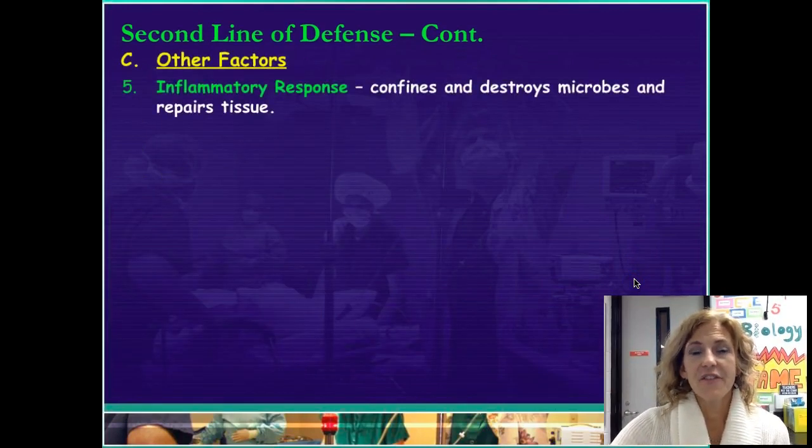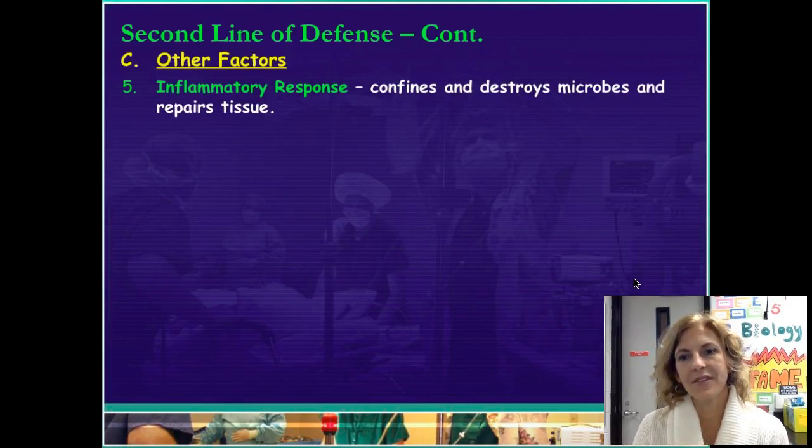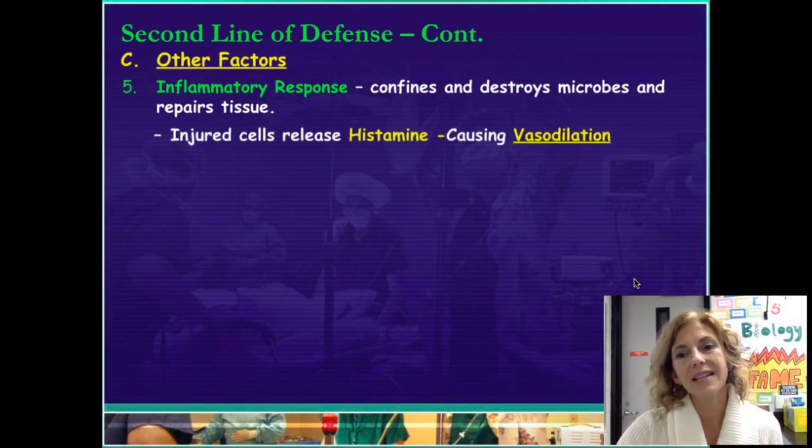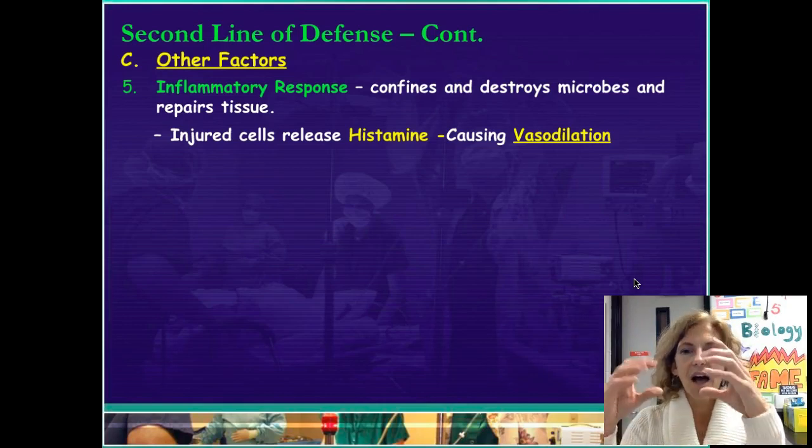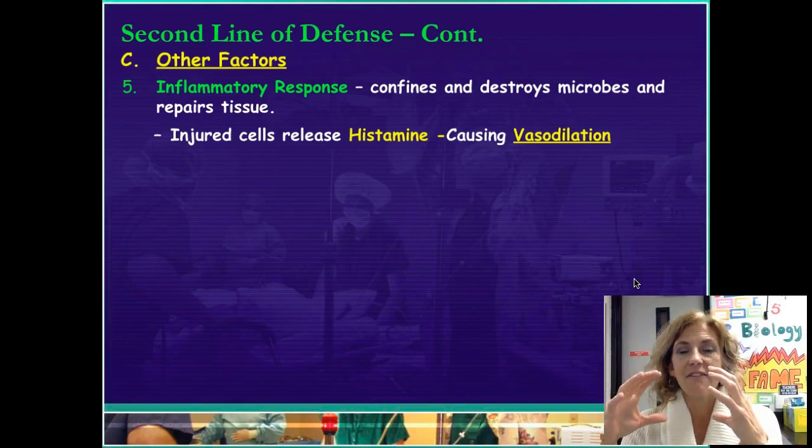So the other factors, so you got cells, you got chemicals, and then you got processes. So we have two processes. We have the inflammatory response and we have fever. So inflammatory response, we've all had some cut that has then become inflamed, right? So we can recognize that it's gotten red, swollen, it hurts, maybe it's hot. So what's happening? The injured cells are releasing histamine. Histamine is a vasodilator. So vessel dilation, getting bigger, right? So everything that's happening is because of that vasodilation.